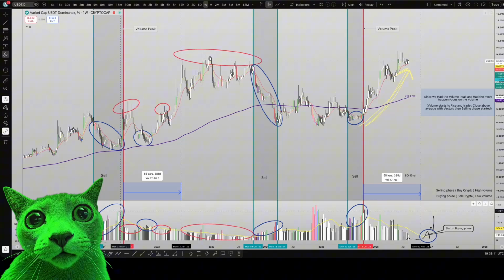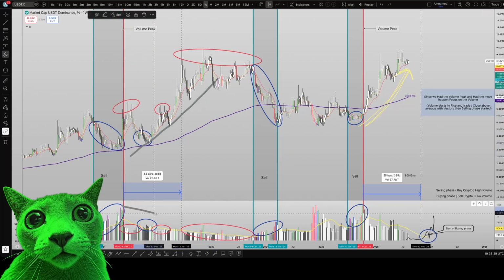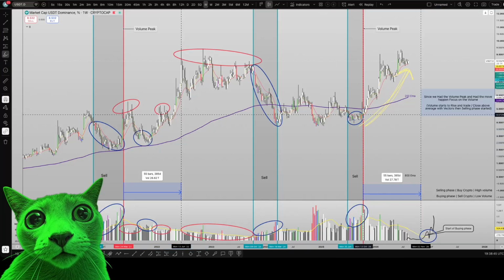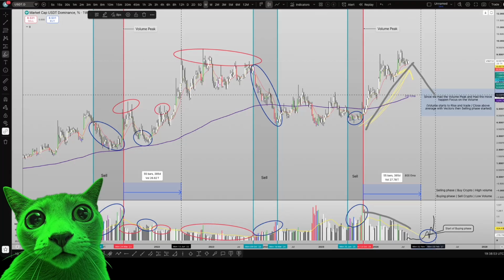Another thing with the volume bars, the peaks: the last peak took around 385 days before we reached that top. And right now we just recently had a volume peak where this volume bar surpassed that peak also. So with this logic, after there's a peak you see a move, an expansion. We had the peak, volume started dropping, and now we had that move up. So now we are anticipating another selling phase, aka bullish crypto.